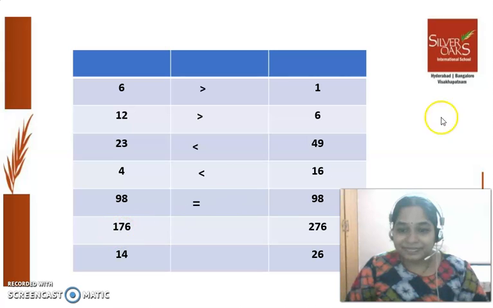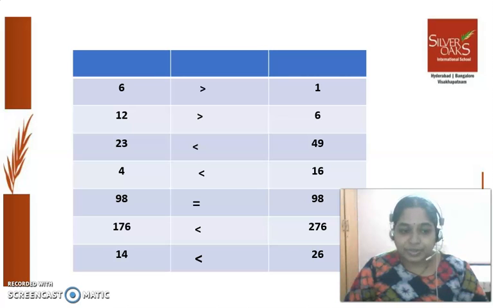Now look here. This is a new one which you are learning today. 176. That means three digits are together. This is a three digit number 176. Here it is 276. This is three digit number which is 276. Now look at the hundreds place. In hundreds place here it is 1. Here it is 2. So 100 is less than 200. So 176 is less than 276. Now 14 and 26. Here it is two digits and here also it is two digits. So 14 is less than 26.